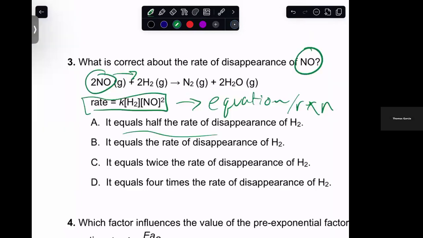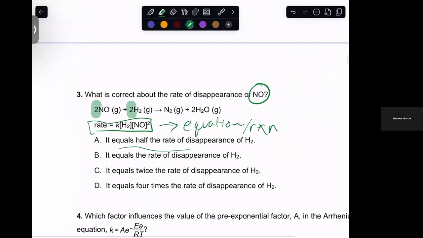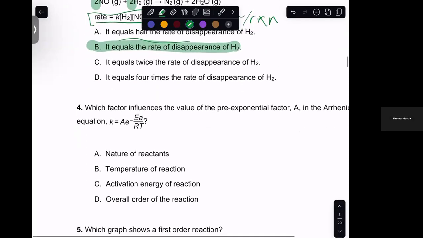Well, looking at this equation, I should be zoomed back in, pardon me, I notice a couple things. The coefficients of NO and H2 are the same. So that means every time a molecule of NO is used, a molecule of H2 is used. That's a 1-to-1 ratio. So it equals the rate of disappearance of H2. Oh yeah, that's right there. It equals the rate of disappearance because based on this balanced chemical reaction, they should be leaving the solution at the same time.